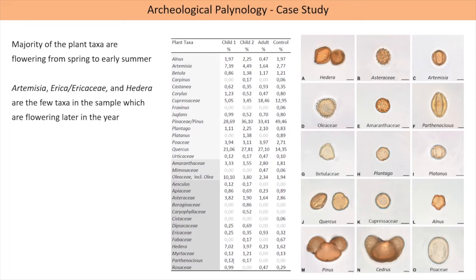So the majority of the plant taxa found in the samples are flowering from spring to early summer. Artemisia, so here's this pollen grain. Ericaceae, Erica pollen is not displayed here, but Hedera pollen had a few taxa in the sample which are flowering later in the year. The wind-pollinated genus Artemisia is flowering from July to October to almost late November.